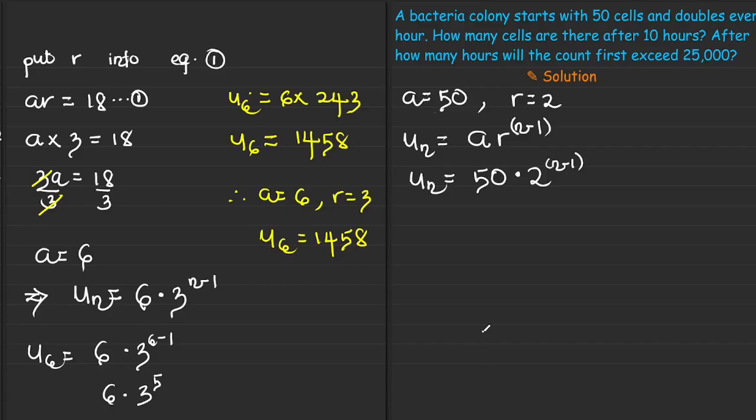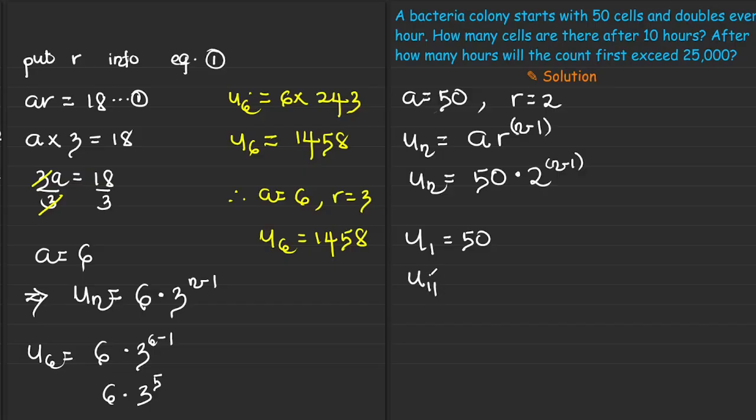So we want the number of cells there would be after 10 hours. After 10 hours, what will n be? We don't know what n gave us this 50. Or you can also say, since it is the first term, then n is equal to 1. So n being 1 gave us 50. Then after 10 hours, it simply means that we want the 11th term.